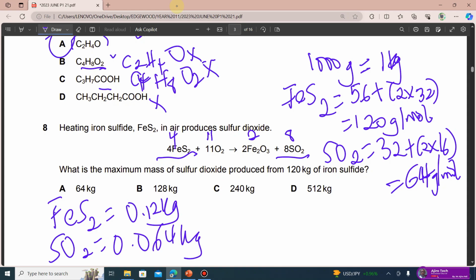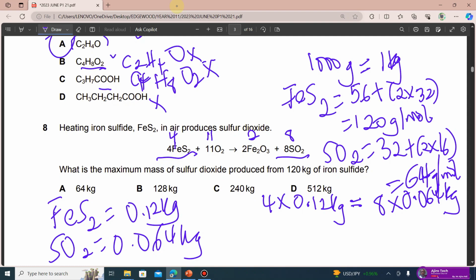Now that we have converted to kilogram, we bring in the stoichiometry of the reaction. How many moles of iron sulfide produce 8 of this? This is what we'll do. 4 times the molar mass of the iron sulfide, 0.12 kilogram. Remember, the 4 is simply the number of moles from the balanced equation. That's simply following the stoichiometry. So 4 times 0.12 kilogram produces 8 times the molar mass of the sulfur dioxide, 0.064 kilogram.